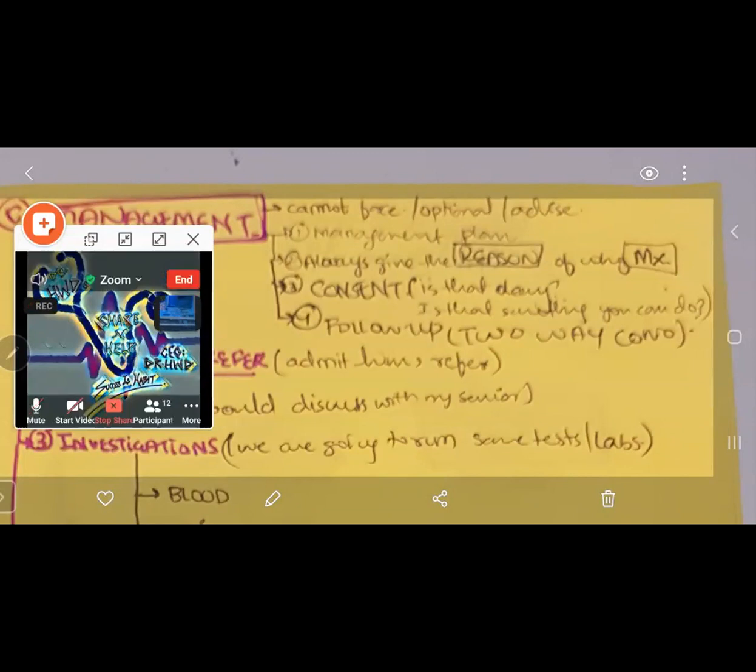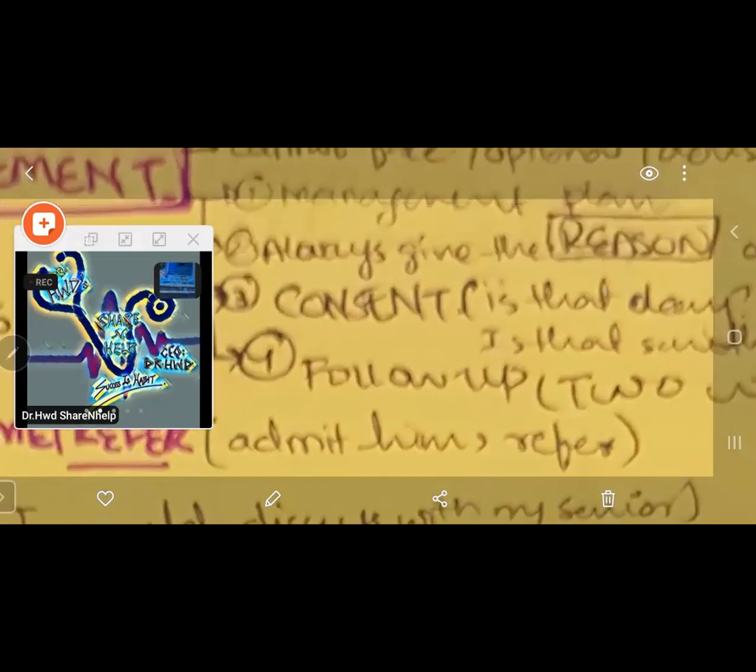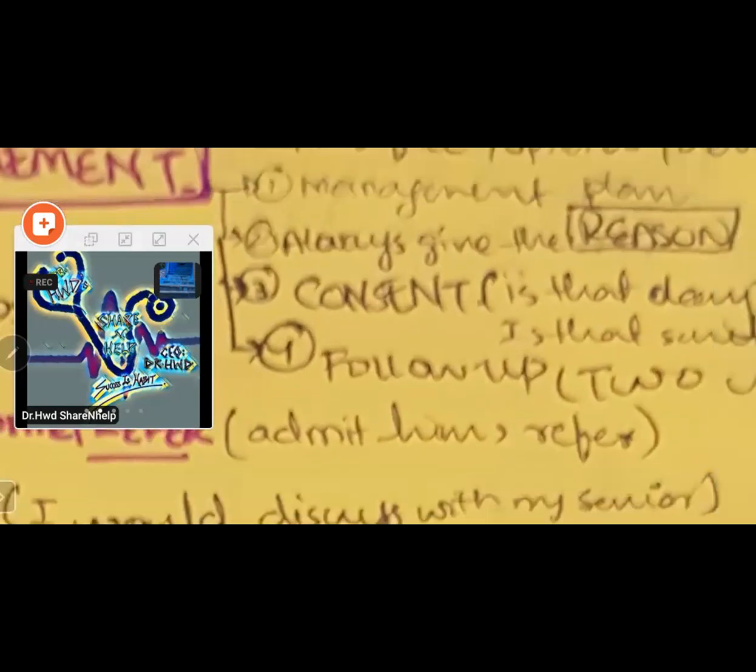Right, I apologize. Okay, so we are supposed to make sure that we explain to them. We're going to say that this is a management plan, and you have to give them a plan: this is what we can do, this is what we can do. We're going to talk about it. Always take consent when you are telling them the management. Do not force it on them.